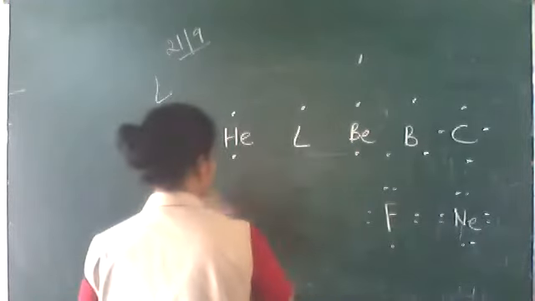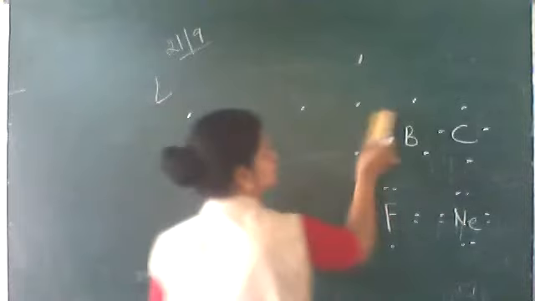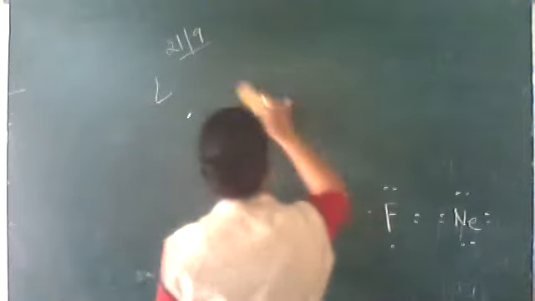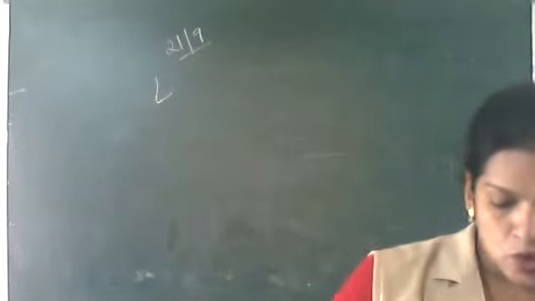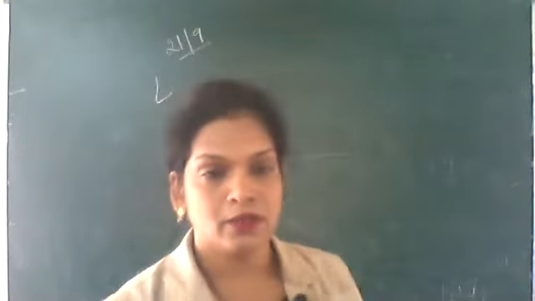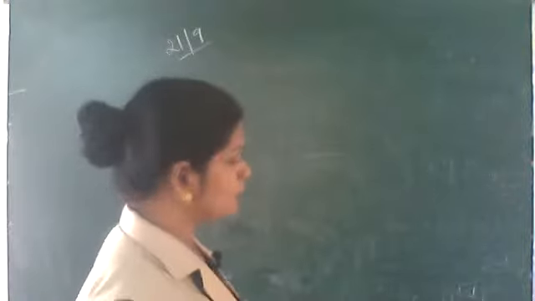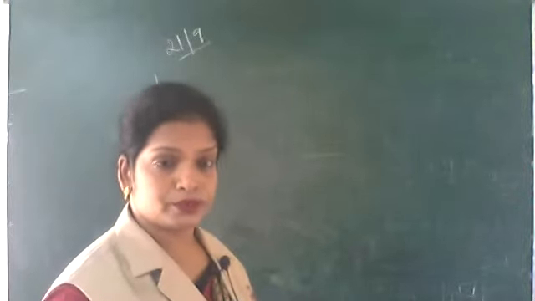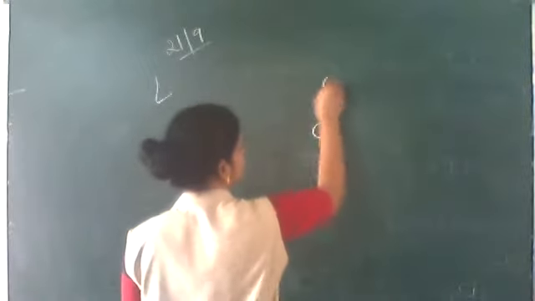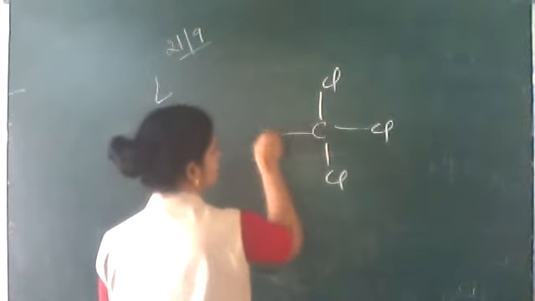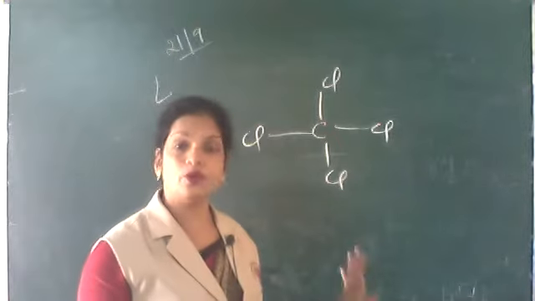Now we used only the outermost electrons. In the case of CCl4, we showed only the outermost electrons of carbon and only the outermost electrons of chlorine. So showing outermost electrons is called Lewis dot structure. In the case of CCl4, we drew C, Cl, Cl, Cl, Cl. 4 bonds, 4 covalent bonds.